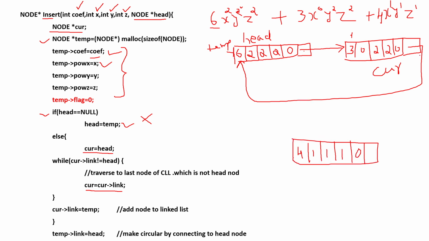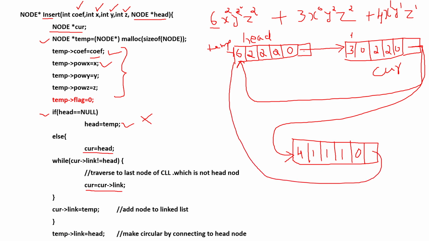Okay. Again it is repeated. Current of link, is it head? Yes, it is head. Now what to do? Current of link is my new node. Okay. Done. Then temp of link equal to this one.